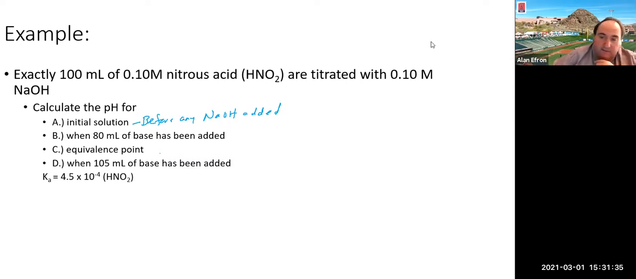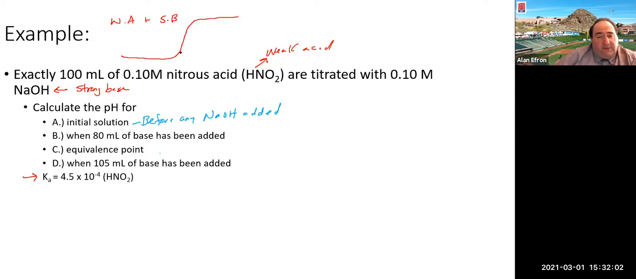All right, when we do these, what do we have going on? We have HNO2, and I see a Ka here, so kind of like that indicator situation. This is a weak acid, and sodium hydroxide is a strong base. So again, here we have a titration of a weak acid plus a strong base. And we know that in general, it should have that sort of S curve happening.